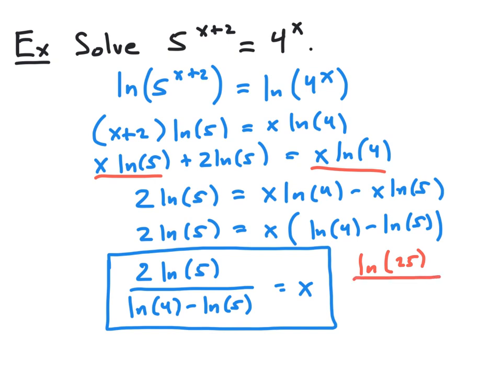In the denominator, we have the natural log of 4 minus the natural log of 5, and if we wanted to, we could use the quotient rule to write that as the natural log of 4/5. And so another way of writing this number x would be as the natural log of 25 divided by the natural log of 4/5. Neither of these answers is really in a better form than the other. It's really just a matter of personal preference.